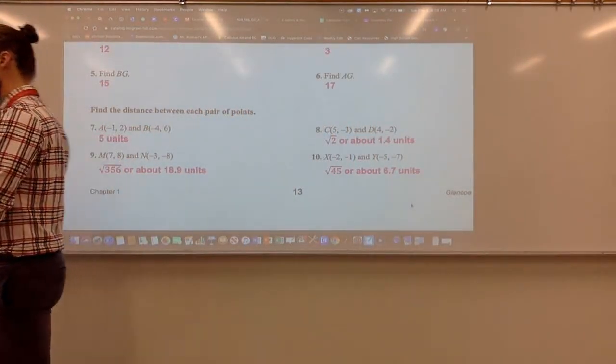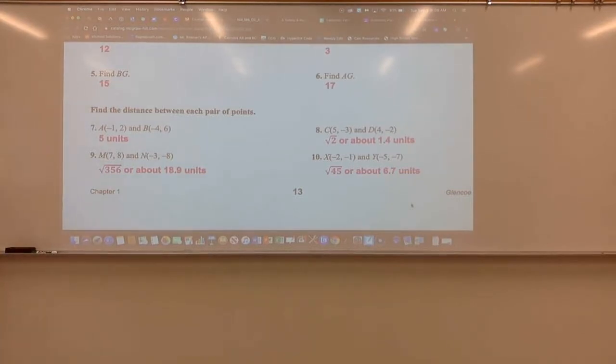Okay, for this one, if I want to simplify the square root of 356, what does that look like? What's the largest perfect square that will divide evenly into 356? What is it? 18 isn't a perfect square. Alright, so 1, 4, 9, 16, 25, 36, 49, 64, 81, 100, 121, 144, 169. Those are our perfect squares. So those are the numbers that we would want to test to see if any of those divide evenly into 356.